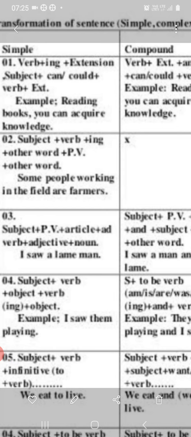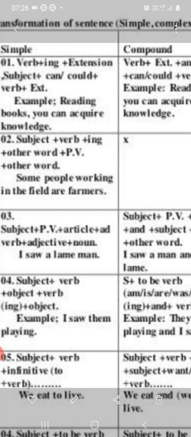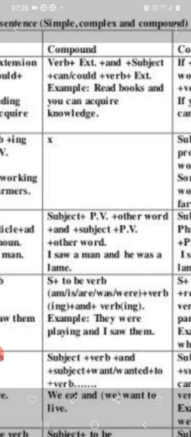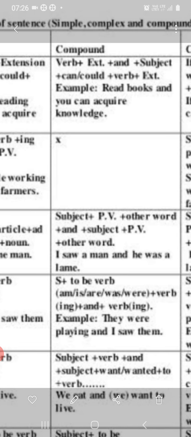Reading books is the phrase here, but it can be changed into a clause. That means we have to use the subject and the verb. Read books. It is just like a command, so an imperative sentence is used here. Read books and you can acquire knowledge. Read books is one independent clause. You can acquire knowledge is another independent clause, joined using the coordinating conjunction and. So it is a compound sentence. So verb plus extension and subject plus predicate.